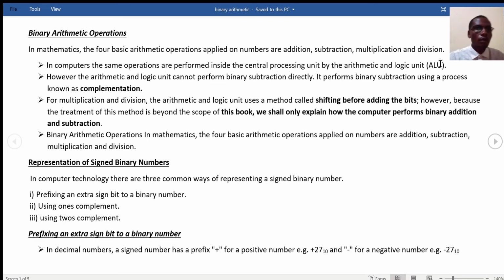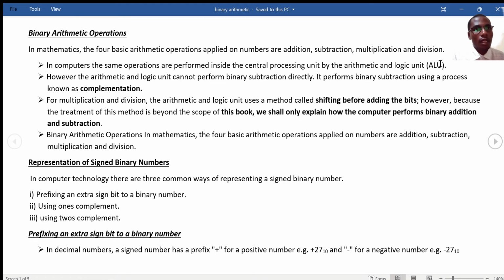So as from Form 1, we know that the central processing unit, or the CPU, is divided into three parts. That is the control unit, the arithmetic logic unit, and also the main memory. The mathematical operations and comparisons are carried out in the arithmetic and logic unit.